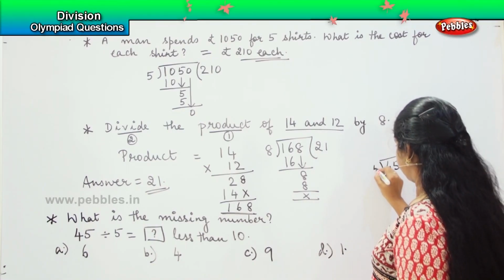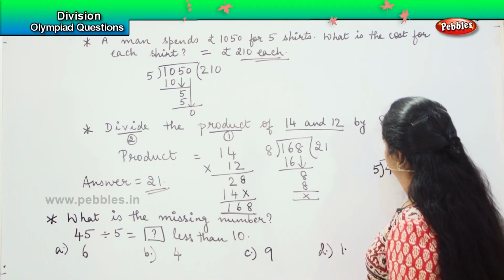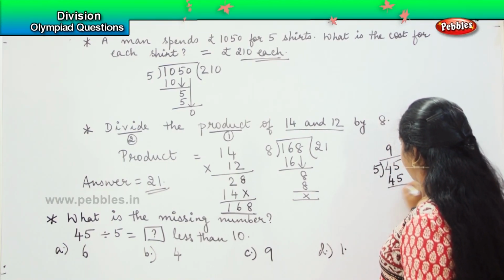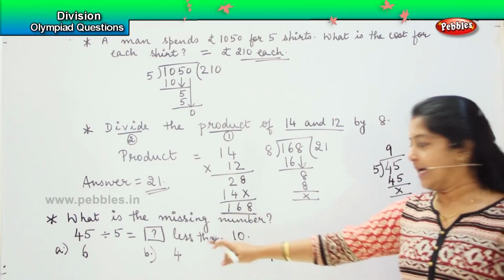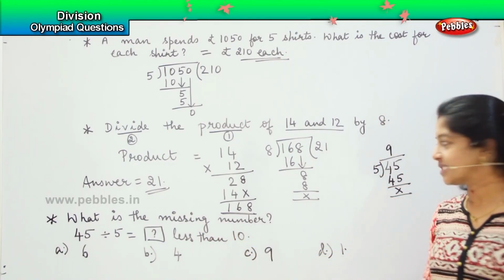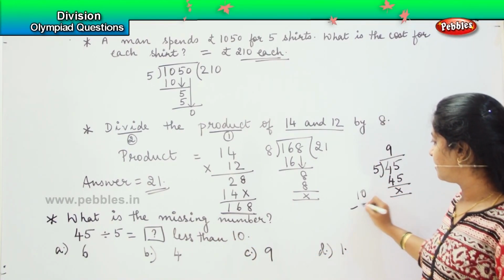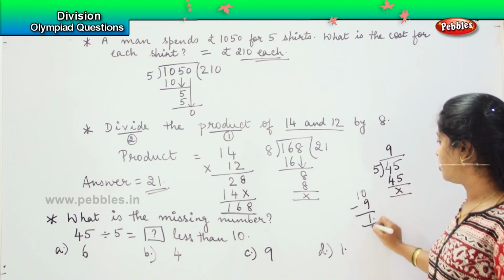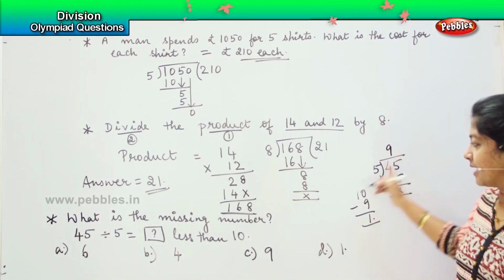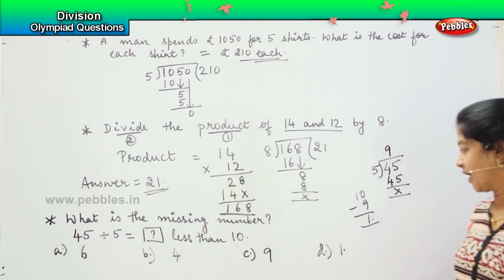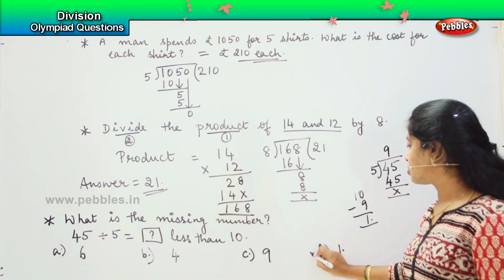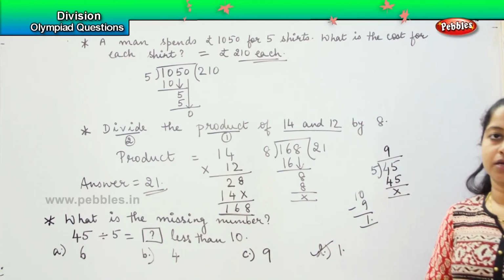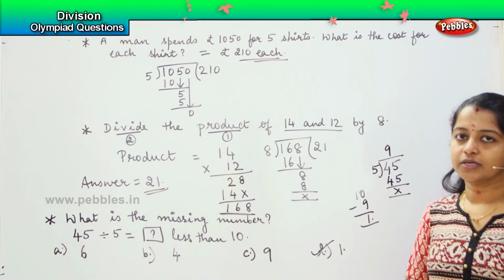So let us do the division. 45 divided by 5. We know that 5 into 9 is 45. So my answer should be 9. And 9 is less than 10. 9 is how much less than 10? 10 minus 9 is equal to 1. So the answer is 1 less than 10. Where can you see 1 here? It is here, option D. So option D is my right answer. Understood?